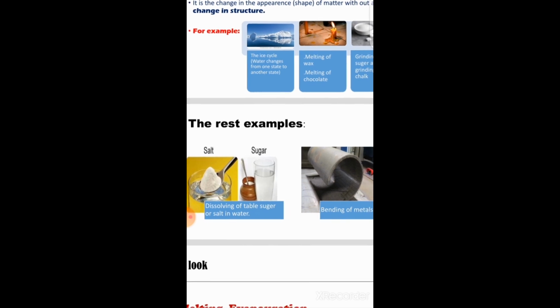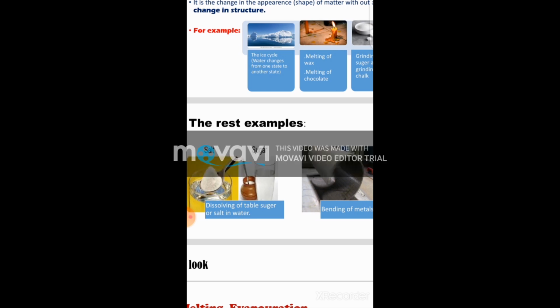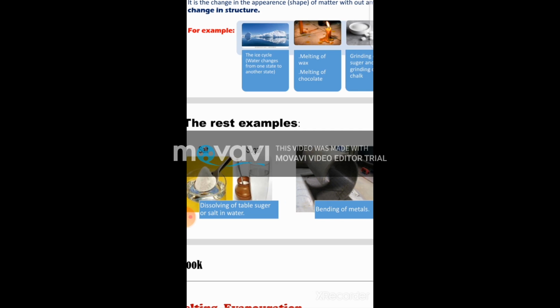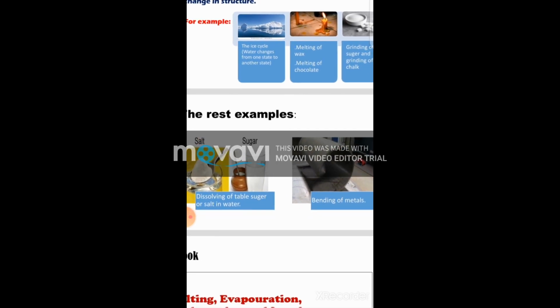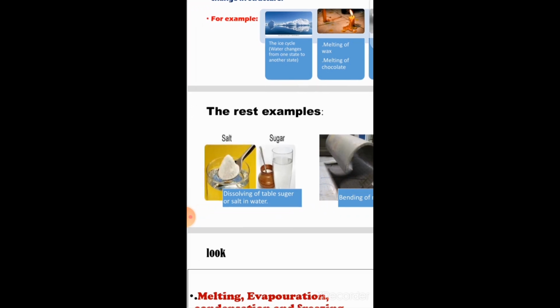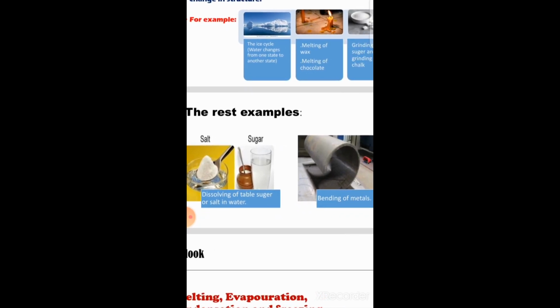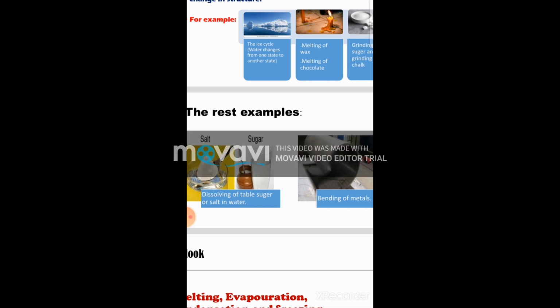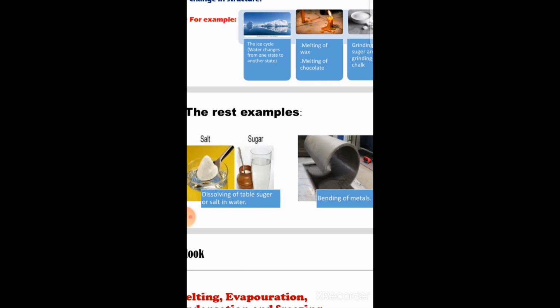Focus with me. The definition of physical change: it's the change of appearance or shape of matter without any change in its structure. Again, physical change is the change in the appearance or shape of matter without any change in its structure.